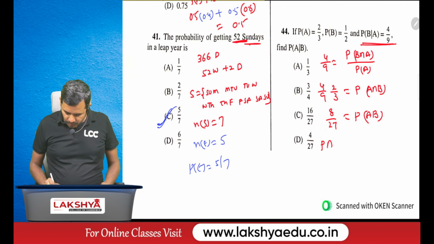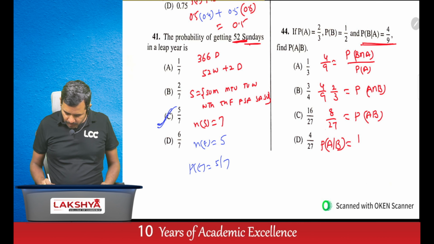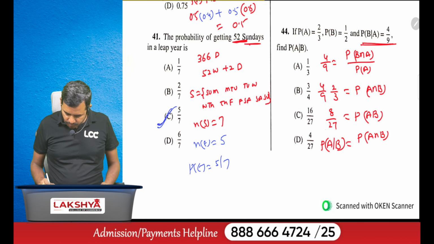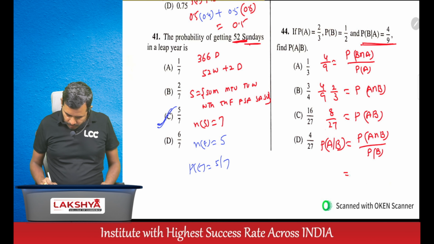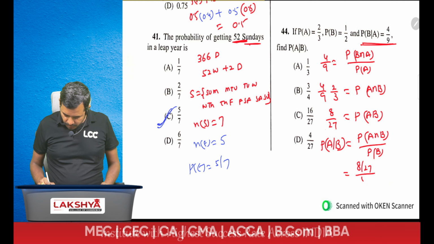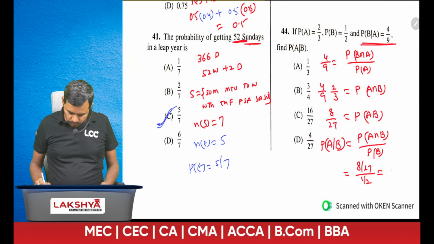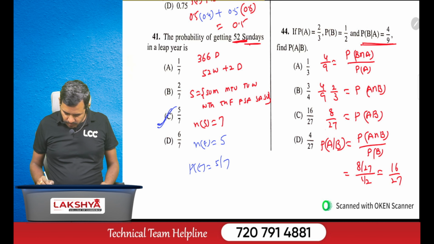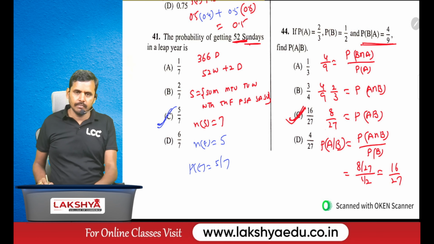Now we want to find A given B. What is the A given B formula? P of A intersection B by P of B. That is 8 by 27 by 1 by 2, which equals 16 by 27. Hence, the right answer is C.